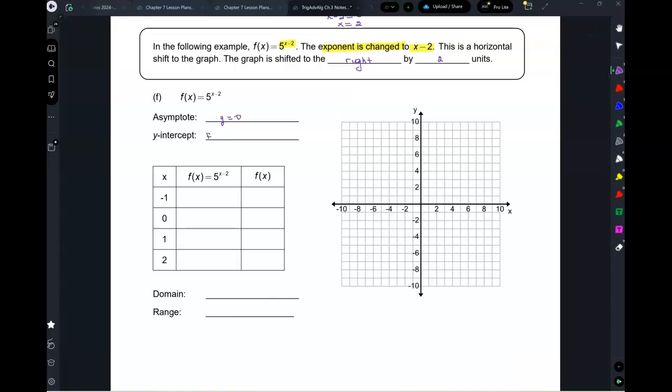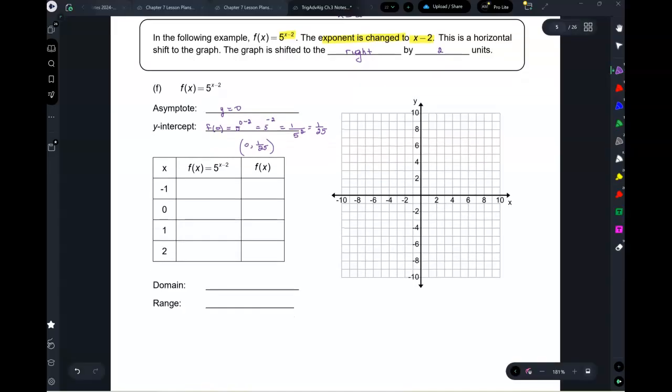The y-intercept, we find it in the same way. f of 0 is 5 to the power of 0 minus 2, 5 to the power of negative 2. Now, this is equal to 1 over 5 squared, 1 over 25. So it's (0, 1/25).